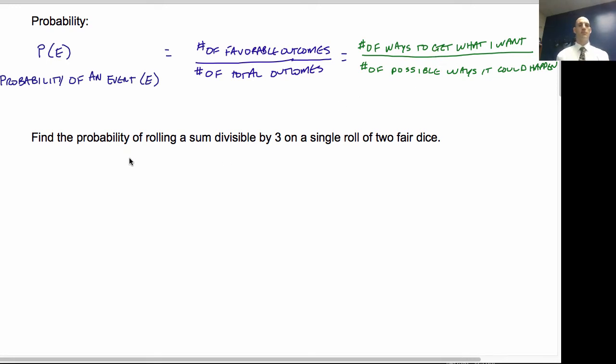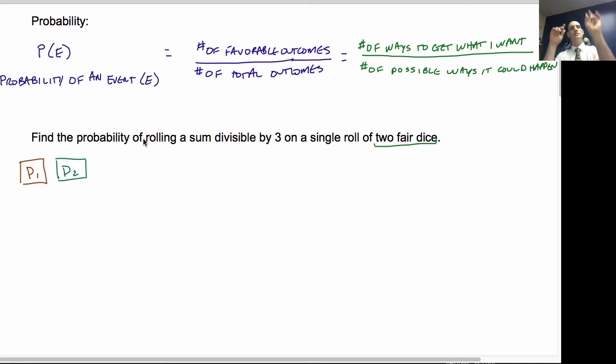So let's look at the probability of rolling a sum divisible by 3 on a single roll of 2 fair dice. The best way to think about this would be to think about this in terms of two things. Die 1 and die 2. Because if we think about it in terms of two white dice that we normally have, we encounter some problems thinking about, well, what if I roll a 2 and a 1? Is that the same as a 1 and a 2?